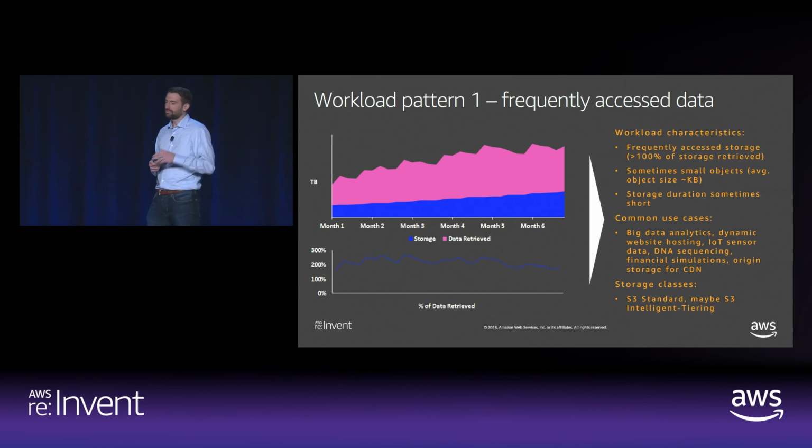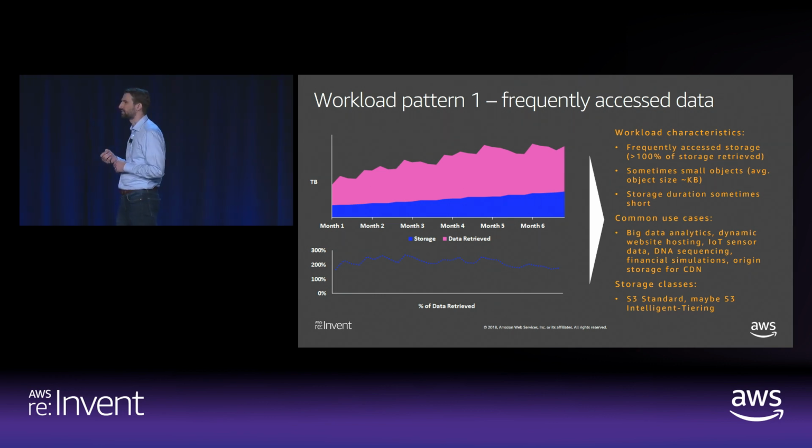Sometimes these workloads have small objects, and the storage duration oftentimes is not very long. We talk about some days, sometimes some weeks. So there's a lot of churn through data. Some of those workloads are, for instance, DNA sequencing, where you use a lot of the data, delete it again, and use it again. Another workload is IoT sensor data.